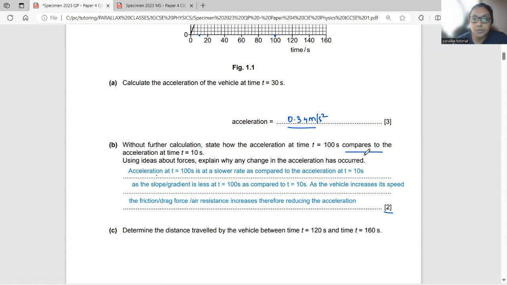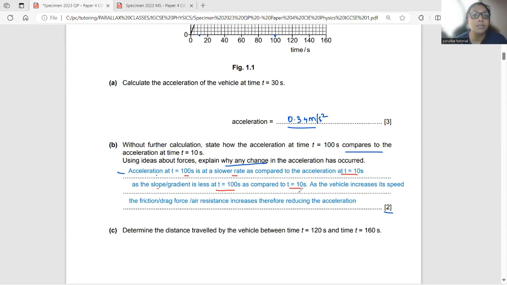You are supposed to explain why any change in acceleration occurs. So first you have to explain what exactly happens. You have to state the fact. So this is what you'll write. Acceleration at t equal to 100 seconds is at a slower rate as compared to acceleration at t equal to 10 seconds. You may explain the reason for this. That is from the graph, mathematical reason, okay? The mathematical reason is that the slope or gradient is less at t equal to 100 seconds, which we saw, as compared to t equal to 10 seconds.